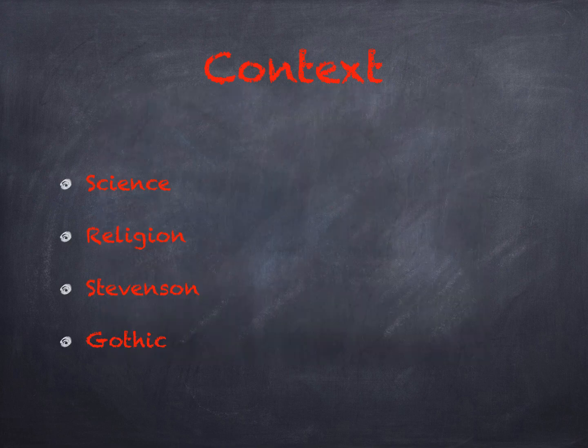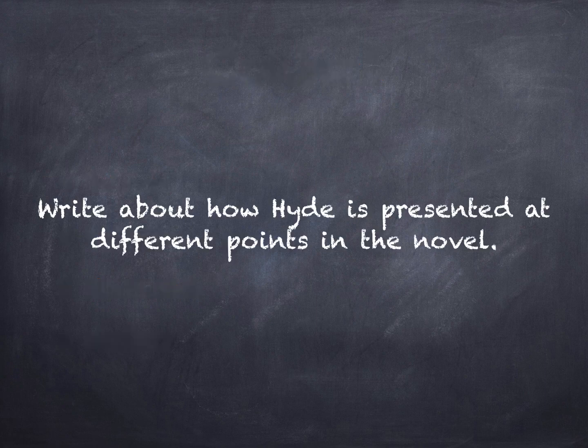The focus of today's lecture is how to use context. So we're going to look at four contexts: science, religion, Stevenson's writing, and the Gothic. We're going to do this by looking at an essay question, similar to one you might get in the exam. Write about how Hyde is presented at different points in the novel.